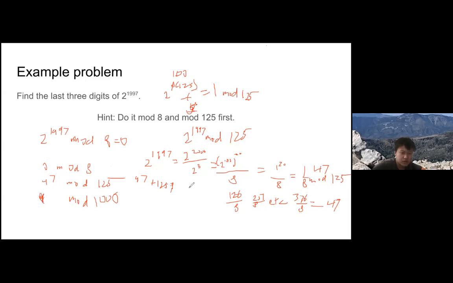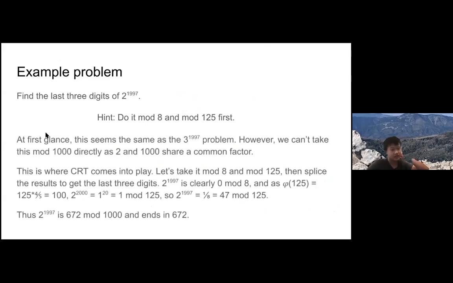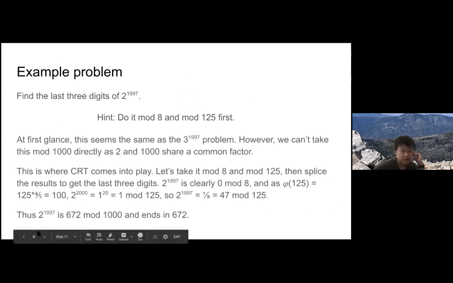No, wait, sorry. Doing this too quickly. Sorry, you add 5 times 125 and you get 672. That you'll see is divisible by 8 and is 47 mod 125. So that's the value mod 1000 that we're looking for. That means that 2 to the 1997 ends in 672. Let me put that in text so that it's actually readable.